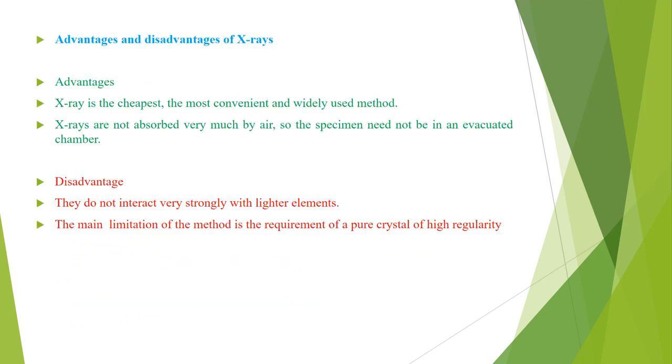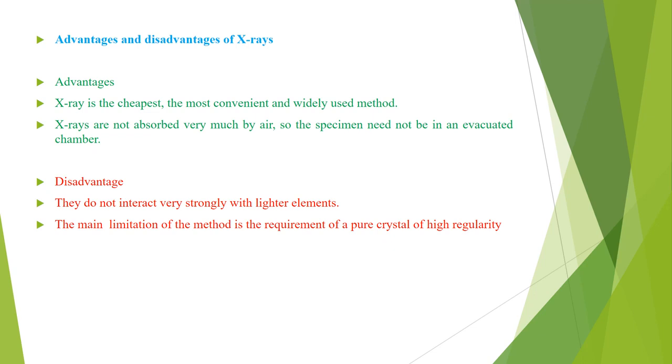And when we discuss the advantages and disadvantages of X-rays, the X-rays that are used in the single crystal X-ray diffraction technique, these X-rays strike the single crystal, and after striking, these are scattered at different angles and make a diffraction pattern. That diffraction pattern helps us to determine or to study the structure of that crystal. So the first advantage of using the X-rays is that X-ray is the cheapest, the most convenient and widely used method. That's why this X-ray is used in single crystal X-ray diffraction technique.